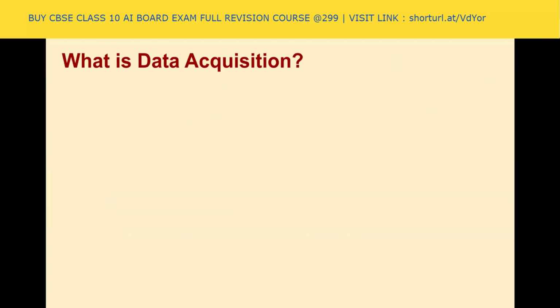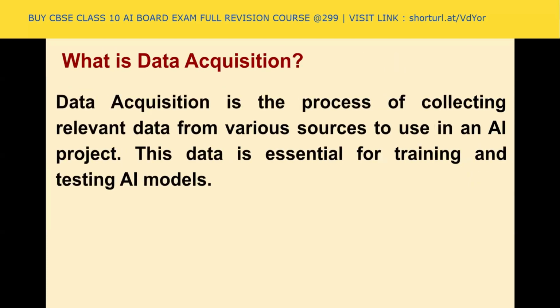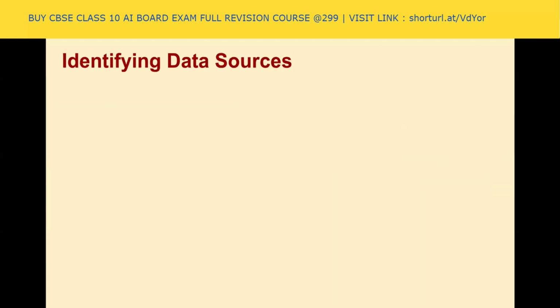Now, the second step is data acquisition. Data acquisition is the process of collecting relevant data from various sources to use in an AI project. See, AI projects are basically data driven. So we need relevant data from various sources so that we can work on it. This data is needed for two purposes: the training and testing of the AI model.